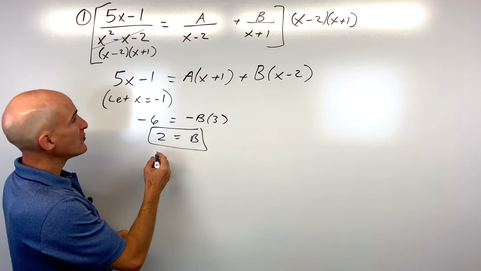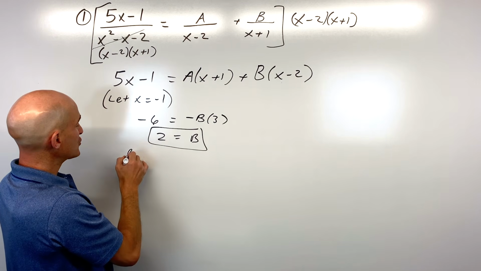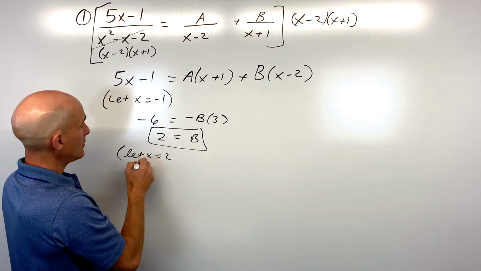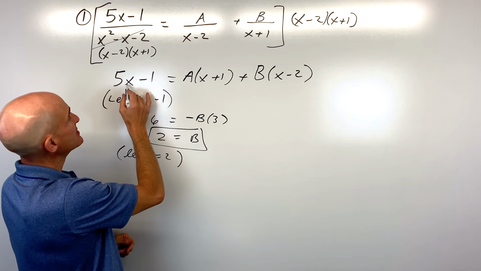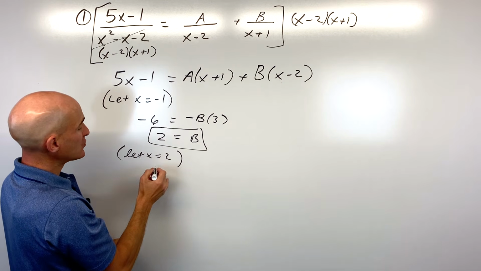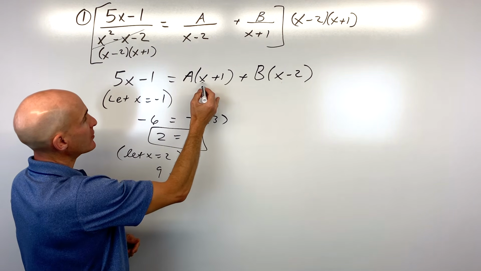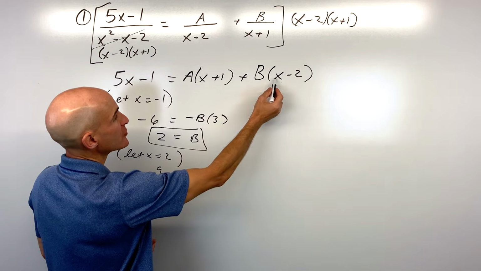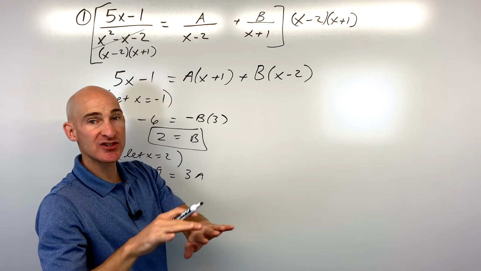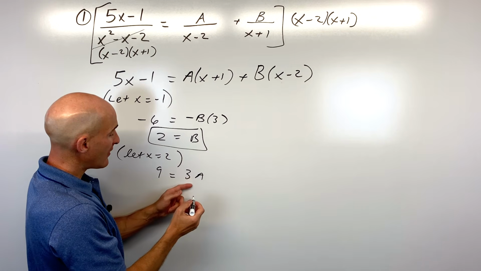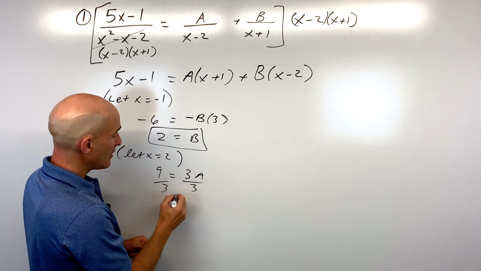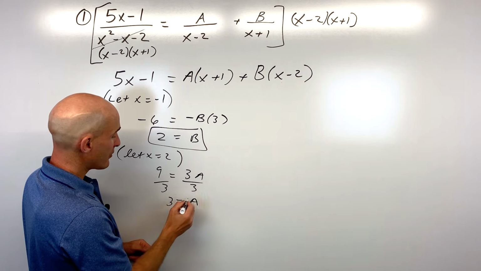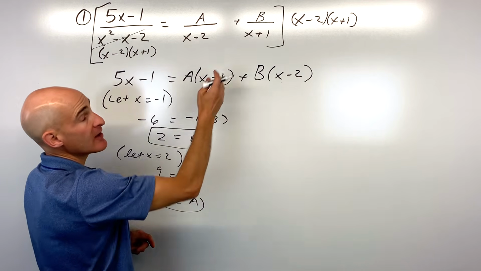So let's go ahead and do that now. We're going to let x equal 2. Let me just write that down. If we put 2 in here, you can see we're going to get 2 times 5 is 10, minus 1 is 9. And over here we have 2 plus 1 is 3 times a is 3a. And over here 2 minus 2 is 0 times b is 0. That just cancels out. So you can see here if we divide both sides by 3, a is coming out to 3. Okay, now we know what our a and our b value are.